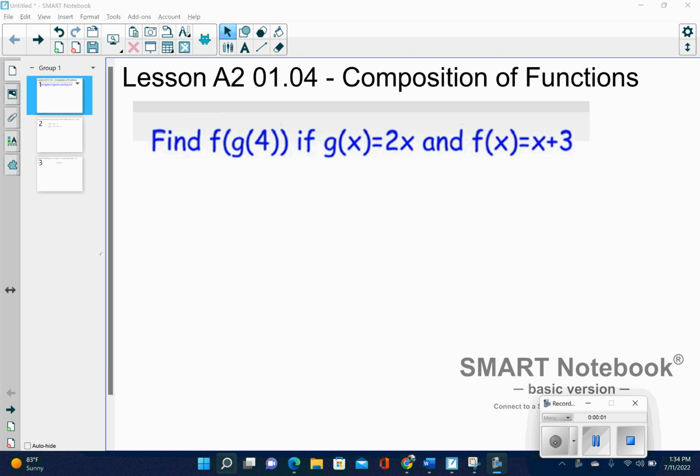All right, so welcome to our new lesson on composition of functions. Once you watch this video, you'll practice this on Delta Math, just to give you a heads up. But this is how you start.